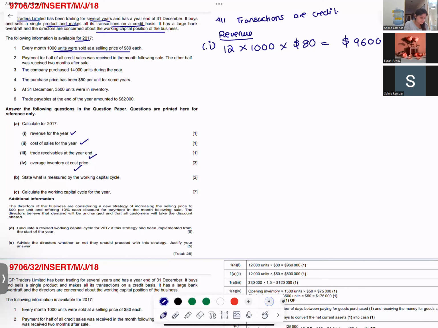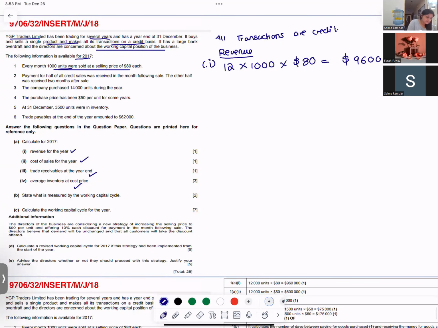Payment for half of the credit sales were received in the month following sale. The other half was received 2 months after sale. Okay, fine. When is my year ending? Do you have any idea? 31st December. Okay, fine. So now I have Jan, Feb, March, April, May, June, July, August, September, October, November, and December.